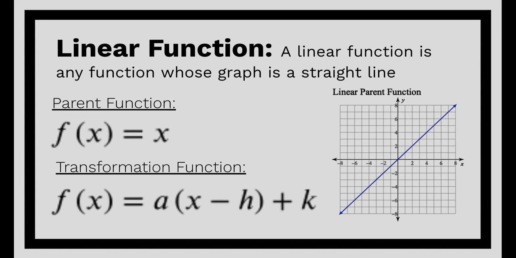The first one we're going to look at is a linear function. So a linear function is any function whose graph is a straight line. So we have the parent function. You will see y written as f of x through the rest of these because they are all in terms of a function and not just an equation. So f of x is the same thing as y. So f of x equals x is the same thing as y equals x.